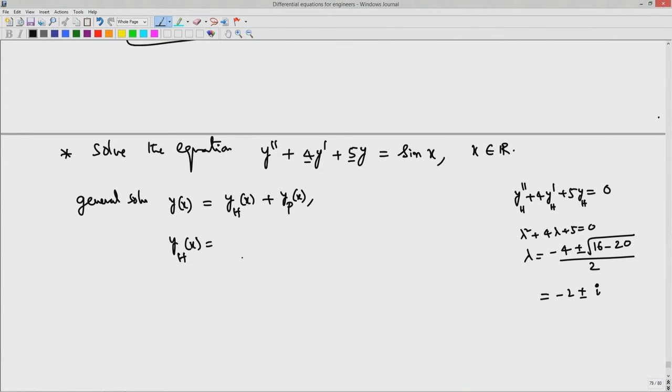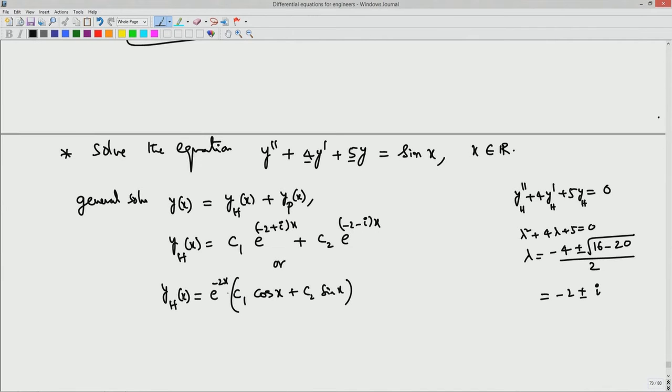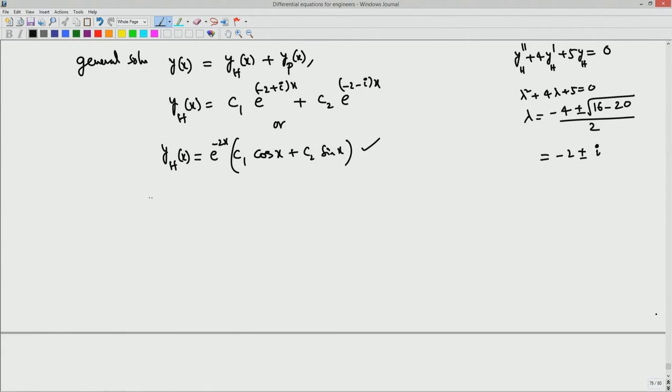So, what is your homogeneous solution? That means C1 e power (minus 2 plus i)x plus C2 e power (minus 2 minus i)x, or I can write it in a different form: e power minus 2x is common in both terms, so C1 cos x plus C2 sin x. This is the general solution of the homogeneous equation. So, you want a particular solution yp.